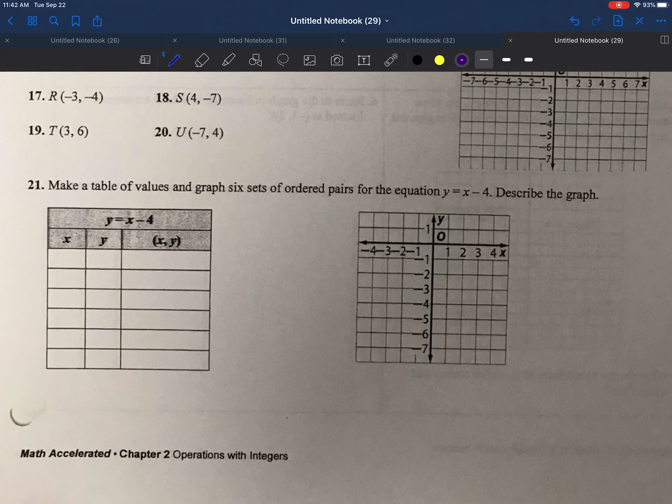Reese, will you read the directions for 21, please? Make a table of values and graph 6 sets of ordered pairs for the equation y equals x minus 4. Describe the graph. Okay, so does it give you a table? Yes. Do you think we can choose any x values that we want? Yes. Then we're going to solve for the y values. Now, look at your graph. Would it make sense for me to choose an x value of -8? No. Why, Chastity? Because it's not on the graph. Yeah, it's not on that coordinate plane.